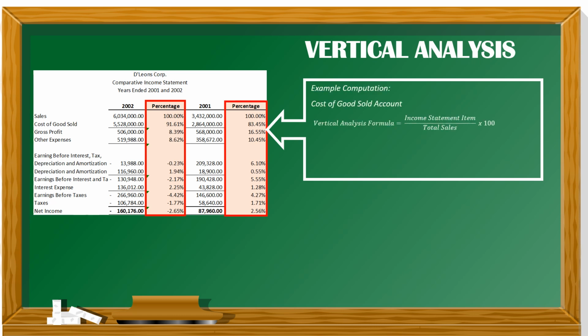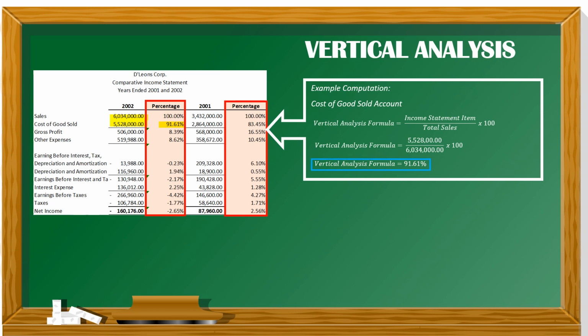Now again, the formula for the vertical analysis is income statement item, since we are using the income statement of De Leon Corp, divided by the total sales as its base figure, multiplied by 100. Since the income statement item that we will be using is the cost of goods sold, we have here 5,528,000 divided by 6,034,000, that is the total sales for 2002, multiplied by 100. So we have here the 91.61% cost of goods sold based on its total sales.